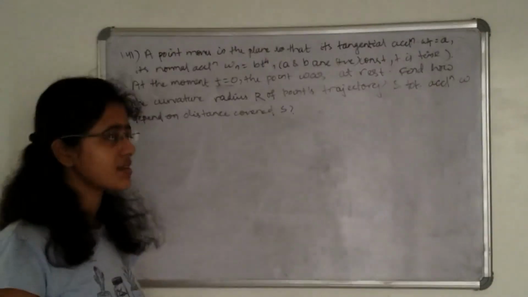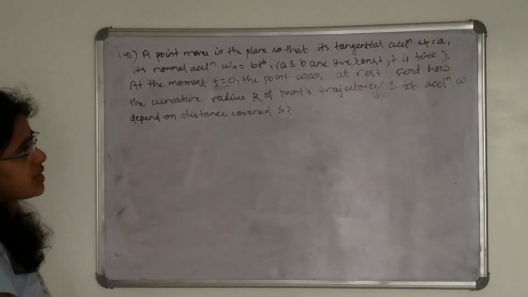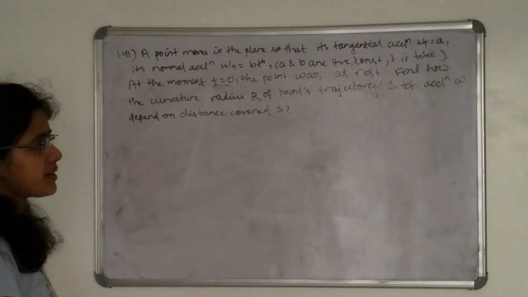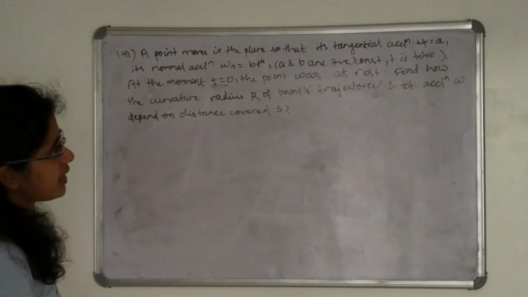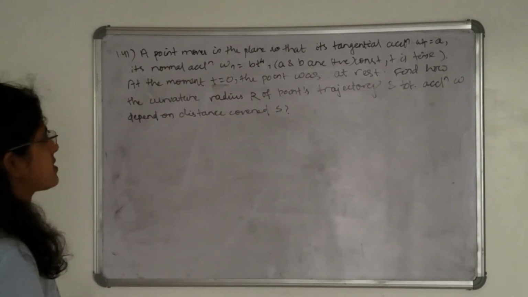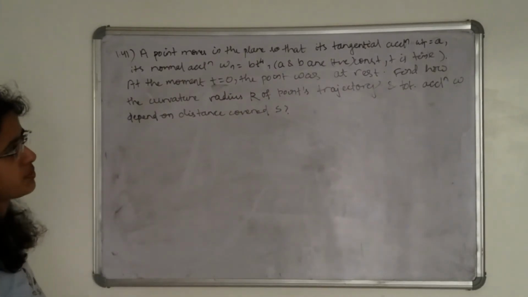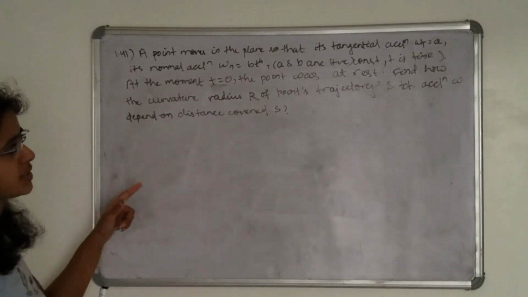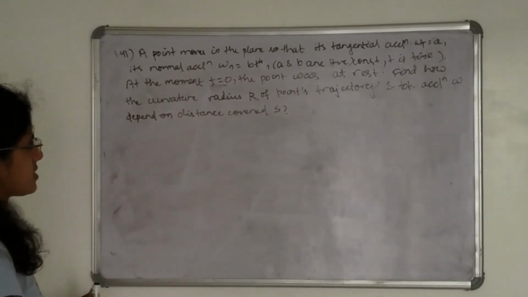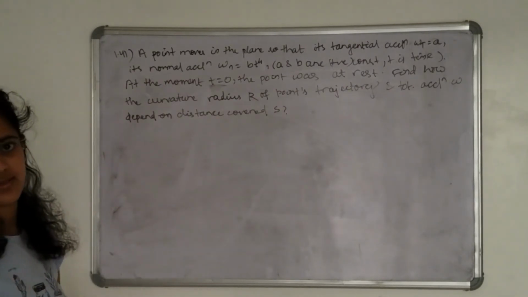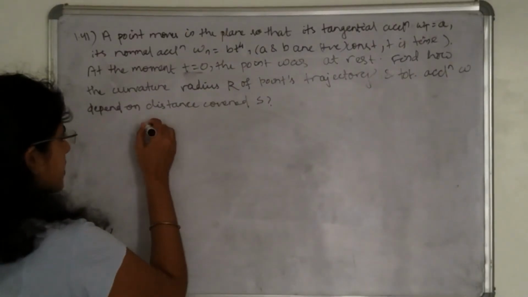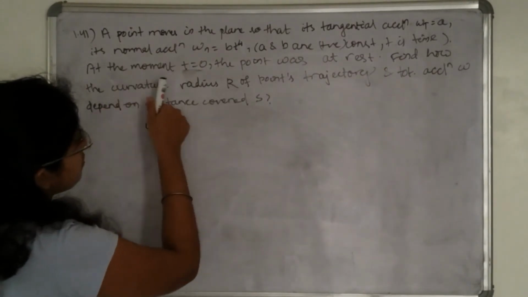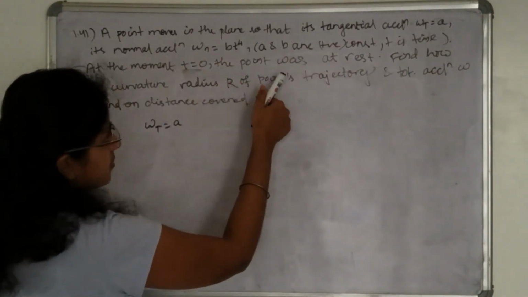Okay? So the next question is, a point moves in the plane so that its tangential acceleration is equal to A, its normal acceleration is equal to B t to the power 4, and A and B are positive constants. At the moment t is equal to 0, the point was at rest. Find how the curvature radius R of the point's trajectory and total acceleration depend on distance covered s. Okay, so it is given that tangential acceleration is equal to A and at the moment t is equal to 0, the point was at rest.